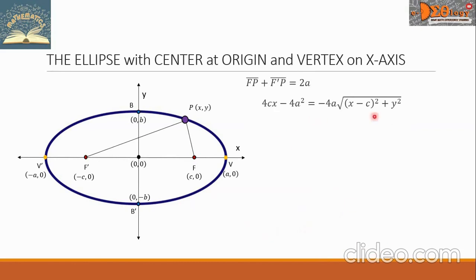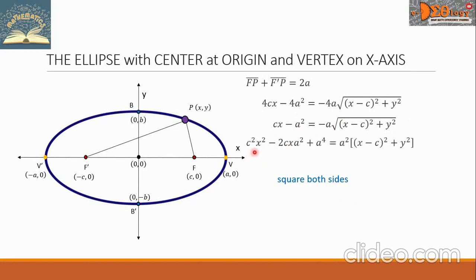We can see here that all terms have the constant 4. Let us divide the equation by 4. So we have now cx minus a squared equals negative a with a big radical here. And then let us square both sides. The left side will be c squared x squared minus 2cx a squared plus a raised to 4, equals, the right side, when we square the negative a, it becomes positive a squared. When we square the big radical, it will go away. So only the radicand here comes down.